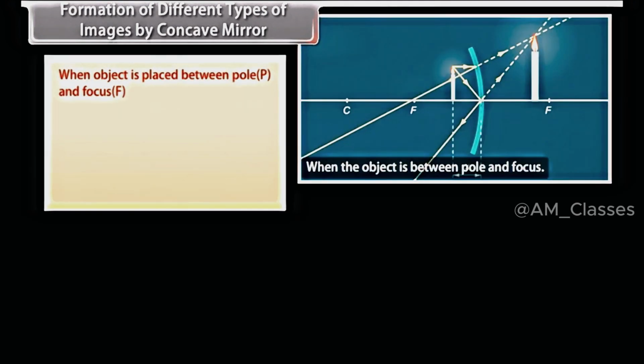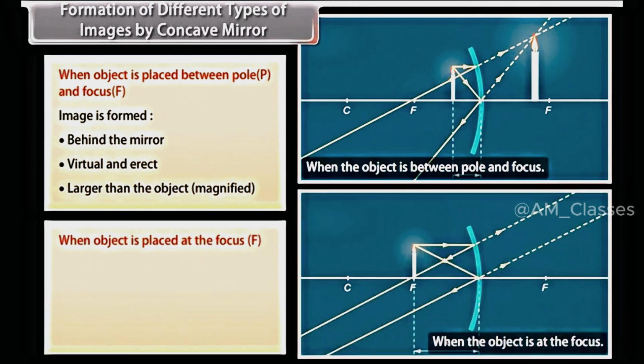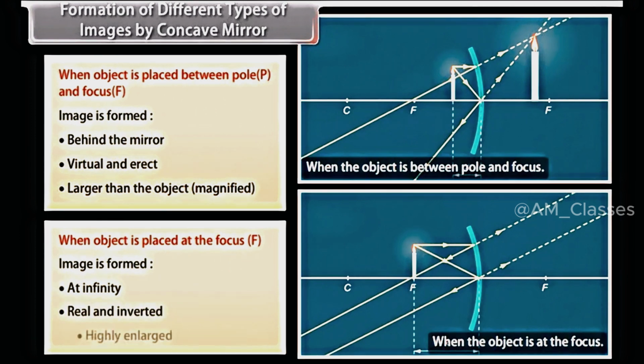Formation of different types of images by concave mirror. When the object is placed between pole P and focus F, the image is formed behind the mirror, virtual and erect, larger than the object, magnified. When the object is placed at the focus F, the image is formed at infinity, real and inverted, highly enlarged.